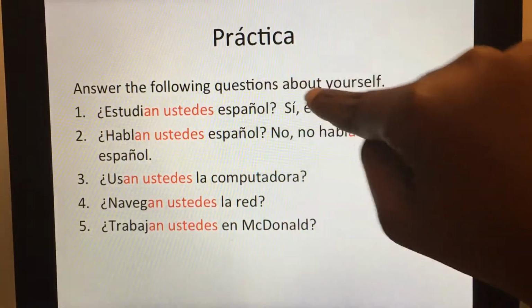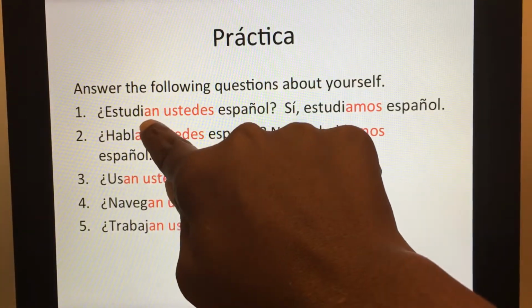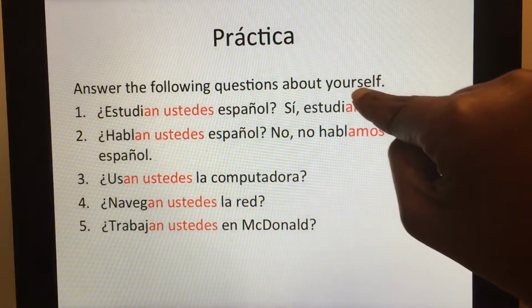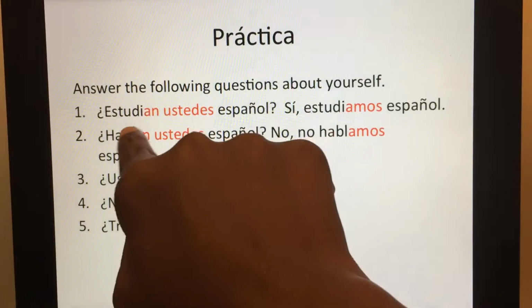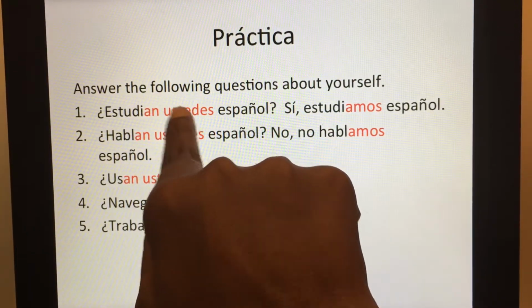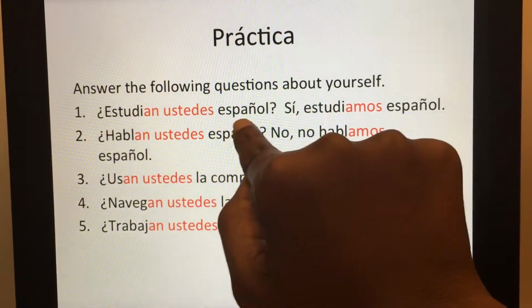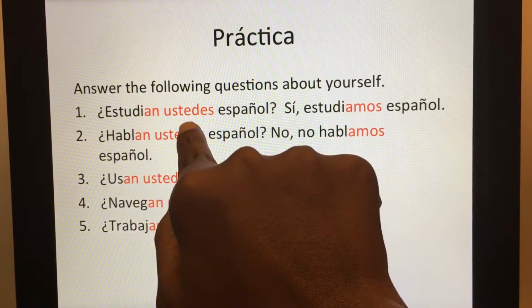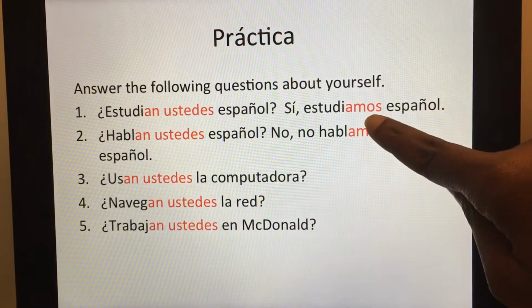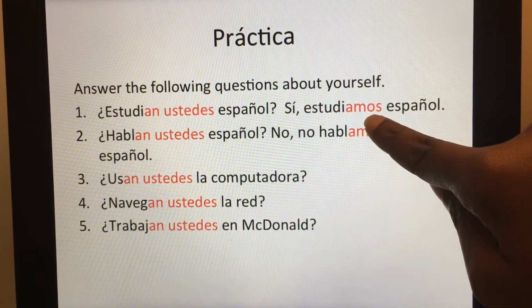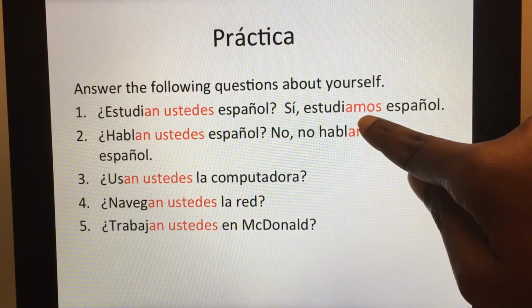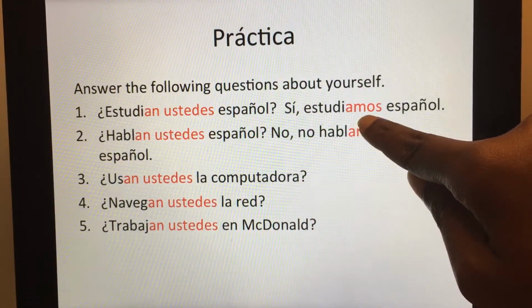Answer the following questions about yourself. ¿Estudian ustedes español? Here we're asking more than about yourself, but it's yourself and someone else. So I'm asking, do you all, remember ustedes means you all, do you all study Spanish? Instead of responding back with estudio, you respond back with estudiamos, because I'm asking you all. Yes, we study. I know the subject is we because it ends in amos.